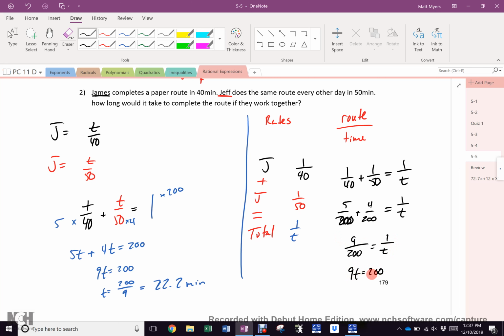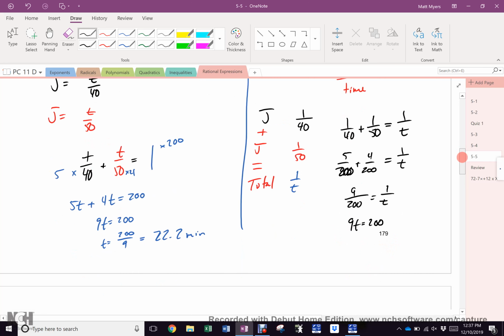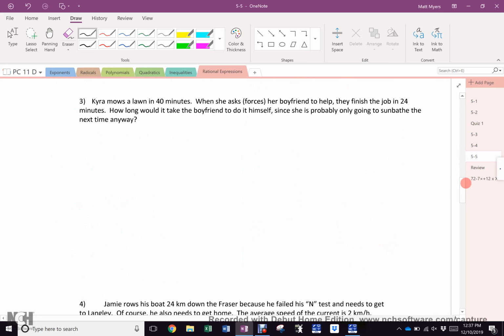So you can always either do the mix or the rate. Turn the page over, read the question, and tell me how it's different.